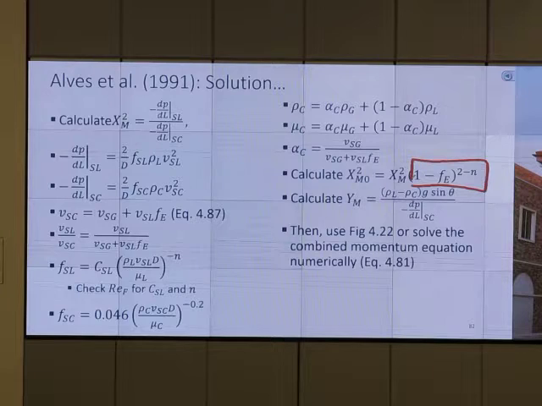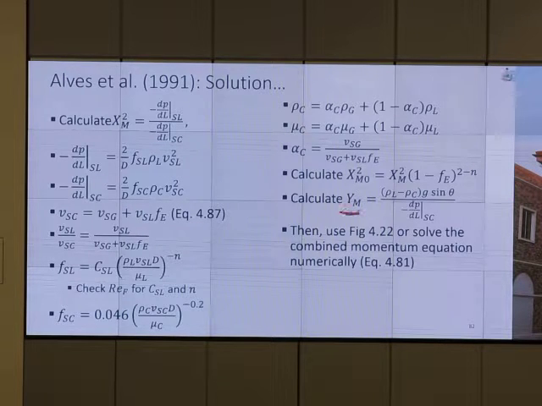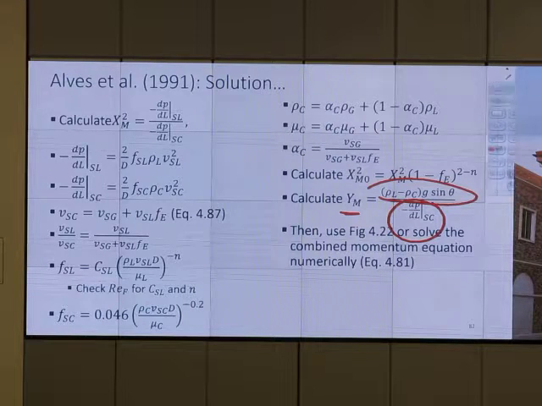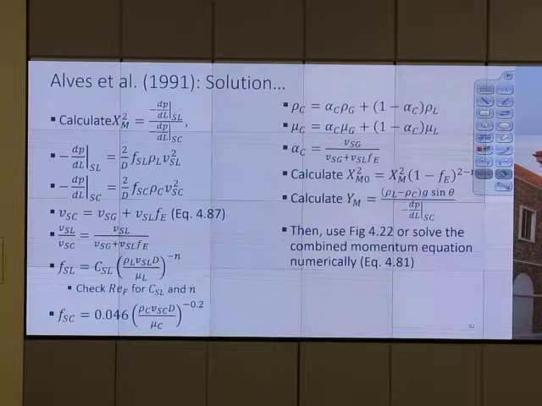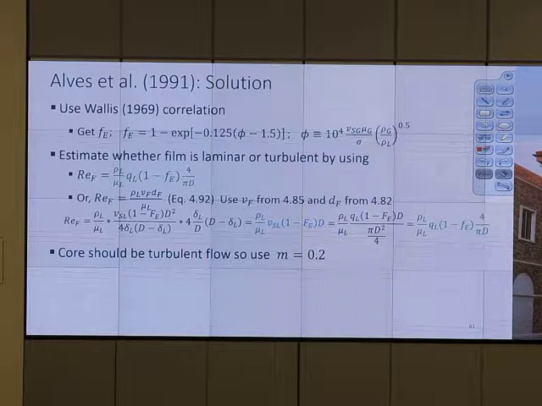So in your project, you do this. You get xm0 squared, and you can calculate ym. Ym is based on our known parameters and the superficial core frictional pressure loss, which can be calculated up front. Everything can be calculated up front, given that you know F sub E. Once you know F sub E, you can calculate the Reynolds number of the film. If it is more than 2100, you assume it's turbulent flow.